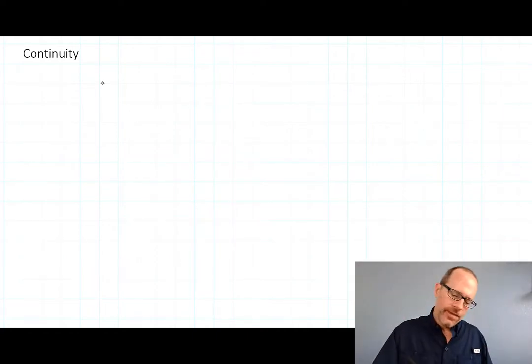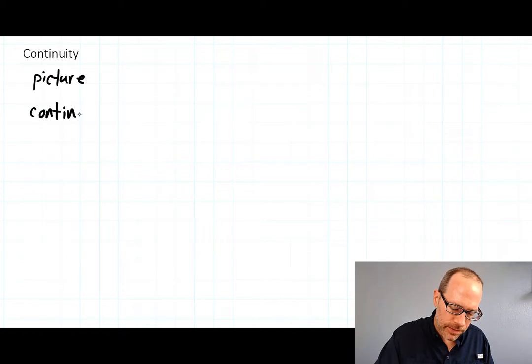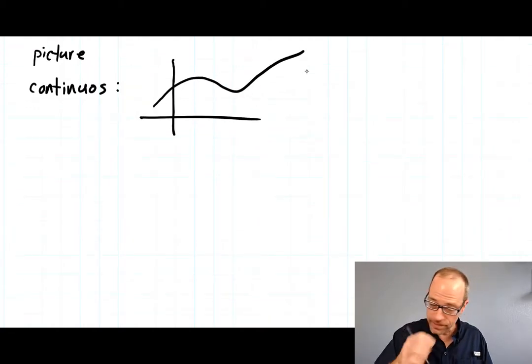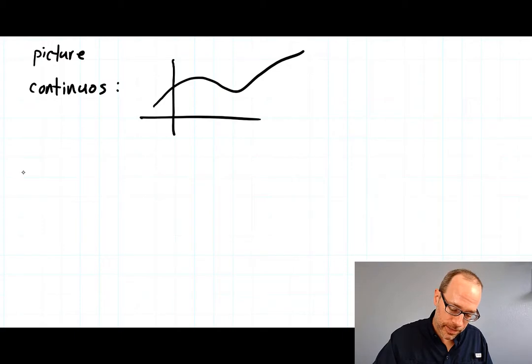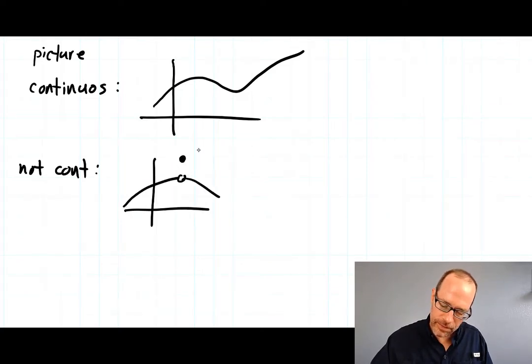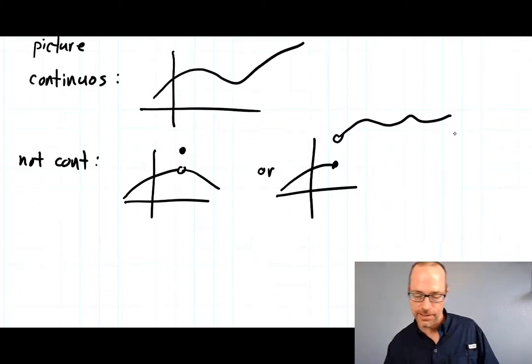So there's a picture definition that just looks like this, that this function is continuous. Often they say you can draw it without picking up your pencil. And not continuous means there's a break. So for instance, it might look like this. Or just a jagged edge, a cliff. Things like this are not continuous.